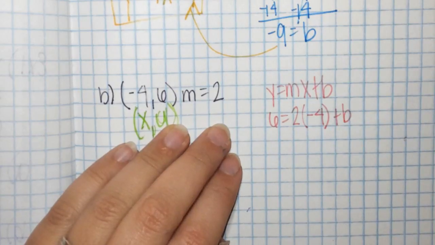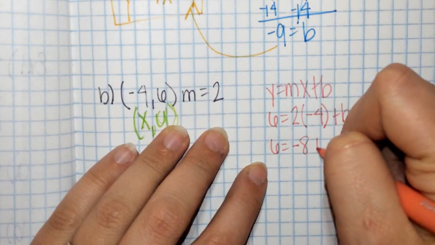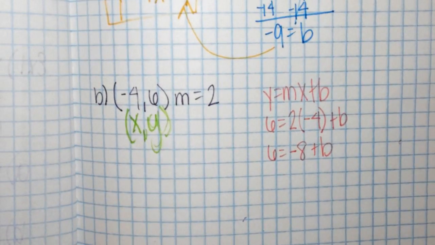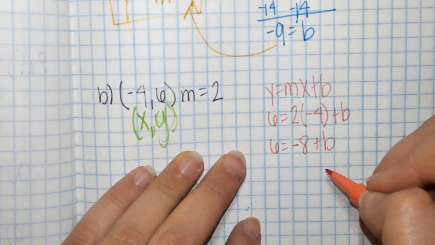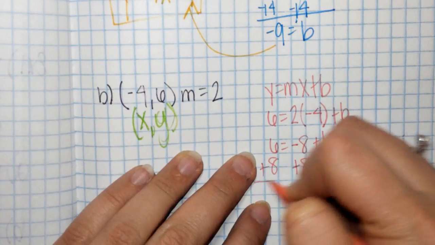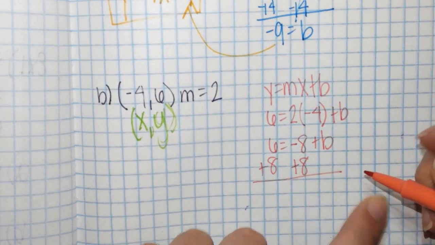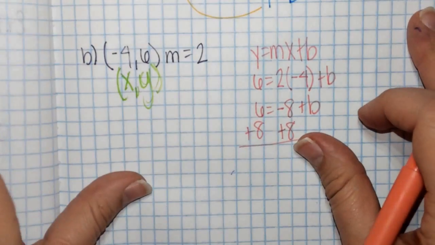Alright, now we do 2 times -4. What's 2 times -4? -8 plus b. All right, now how do we move that negative 8? Adding, because it's a negative, so the opposite is add. Why did I not add 8 to the b? Because you combine stuff, and they're not like terms, correct?